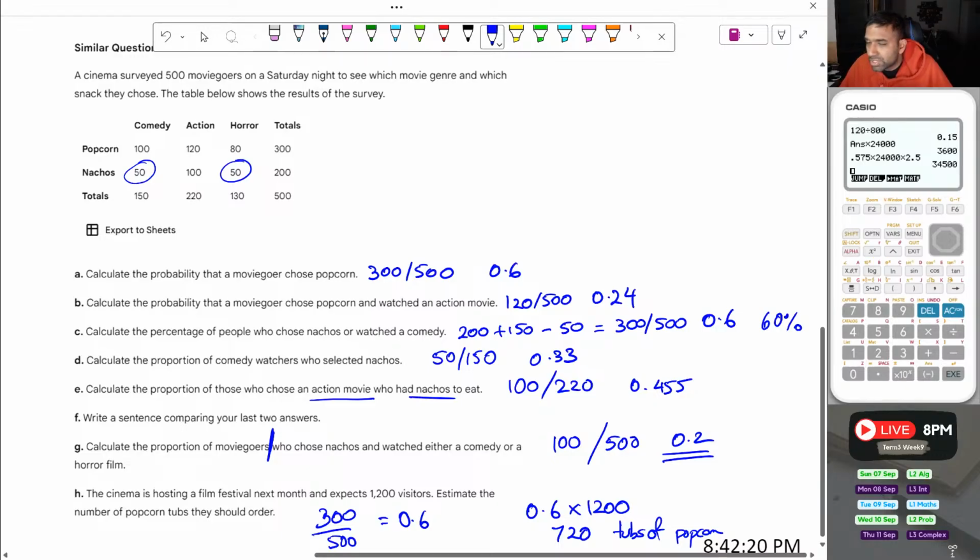Let me know if you have any questions with this one, but otherwise we are pretty much done, because I don't think I need to do any more questions in two-way tables. Then next we go to risk.